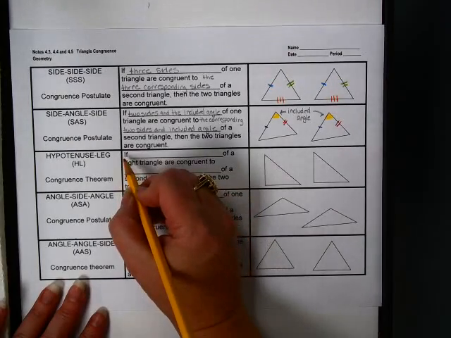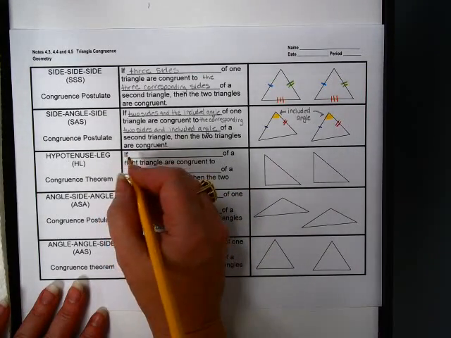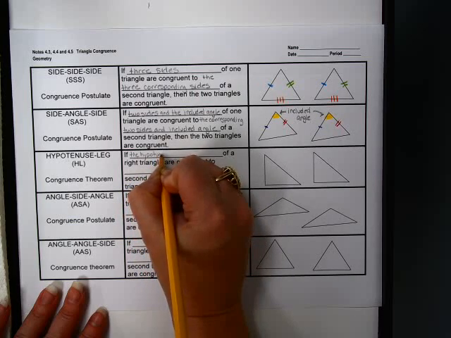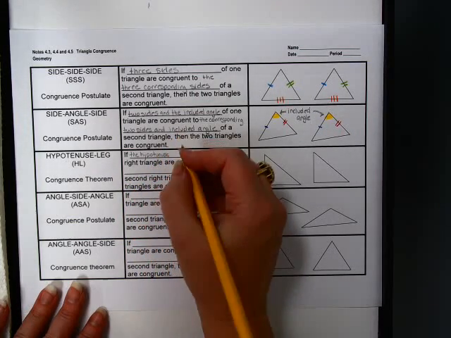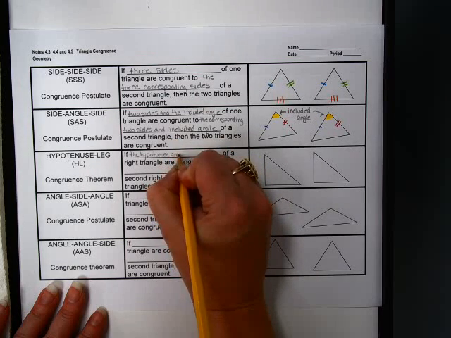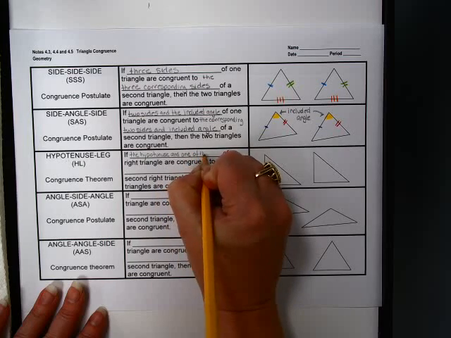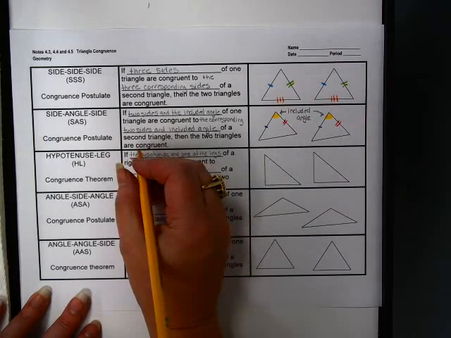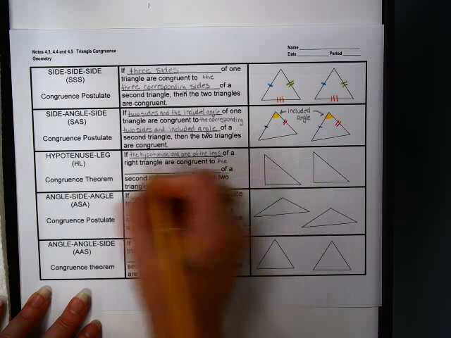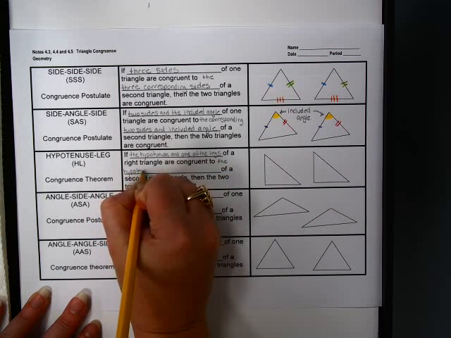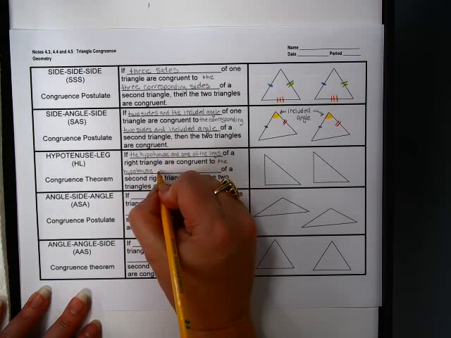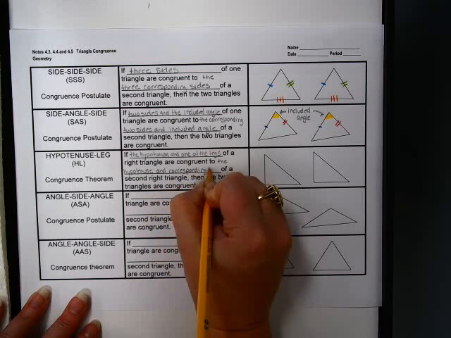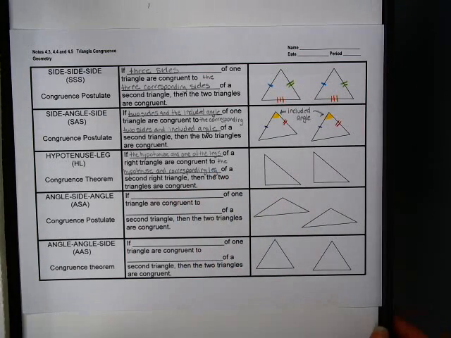Okay, so first of all, let's go ahead and read this. It's supposed to say if the hypotenuse and one of the legs of a right triangle are congruent to the hypotenuse and corresponding leg of a second triangle, then the 2 triangles are congruent.